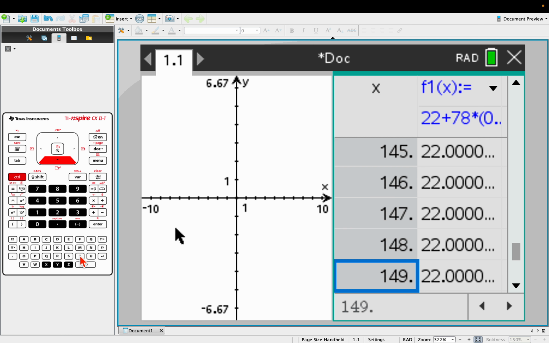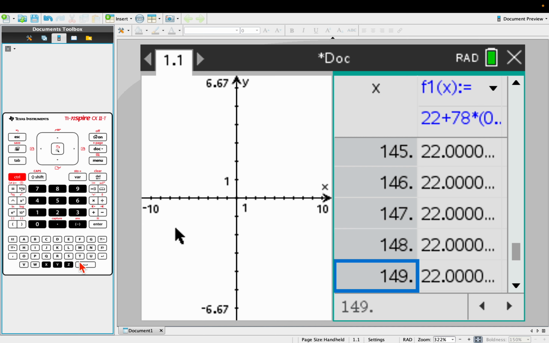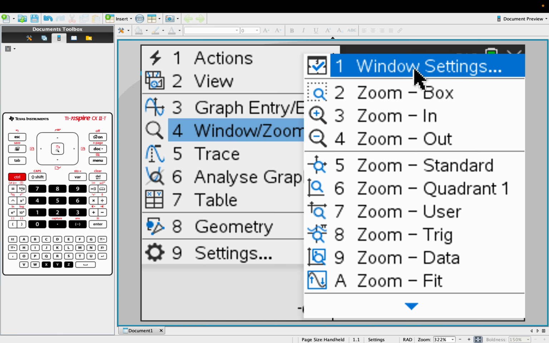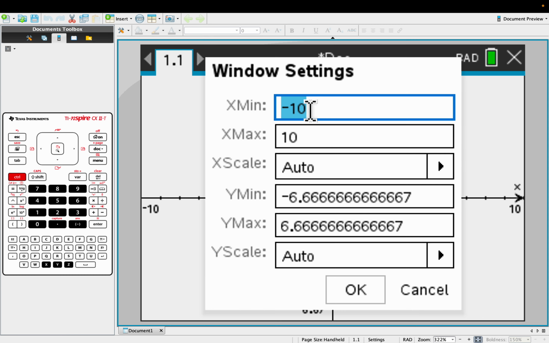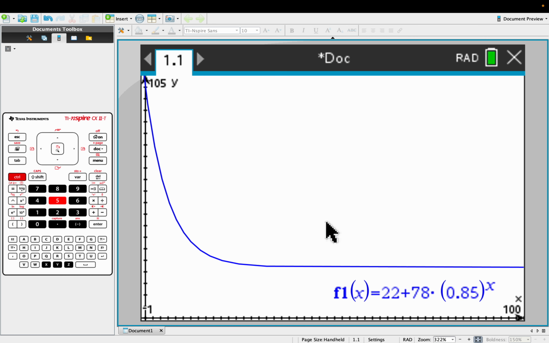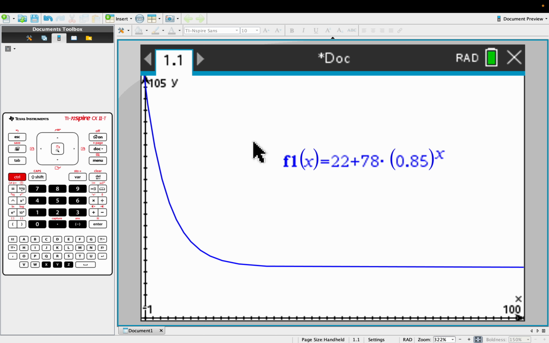So let's go ahead and change our window, Control T, toggle off, menu, window settings. Let's just go from -1, let's go up to maybe, I don't know, 100 minutes. The temperature here is -1, again up to, let's go 105, boom. Okay, that's what we expect to see. It's an exponential decay model, it's a cooling curve. It cools down to a temperature here of 22 degrees.